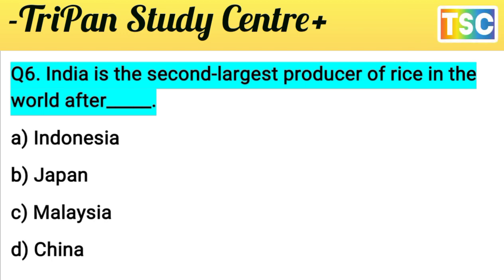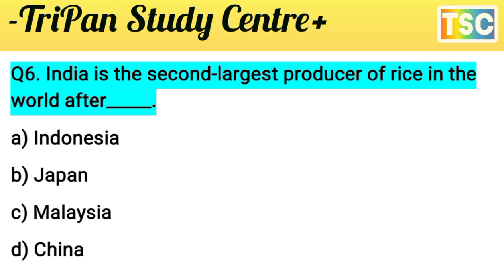Come on, test your knowledge first of all. I will give you a few seconds, and note the correct answer in your notebook. That's important. You must have a thought of your answer. Let's see what the answer is for this question. The question is clear: India is the second largest producer of rice in the world, but what is the first country?